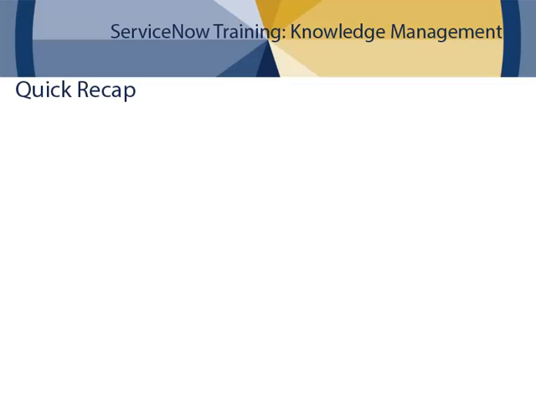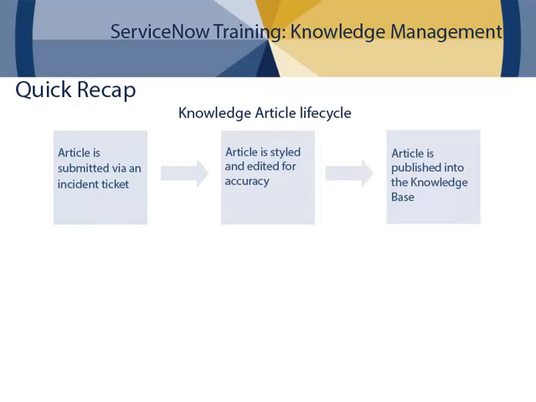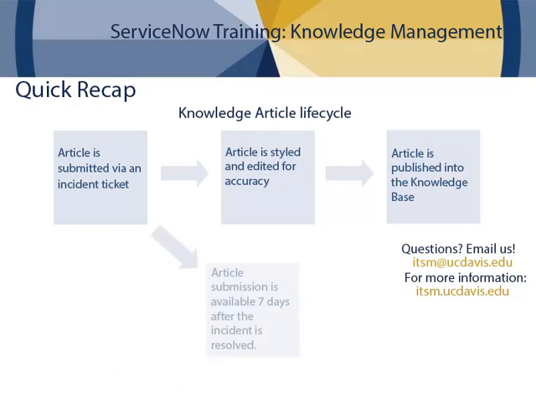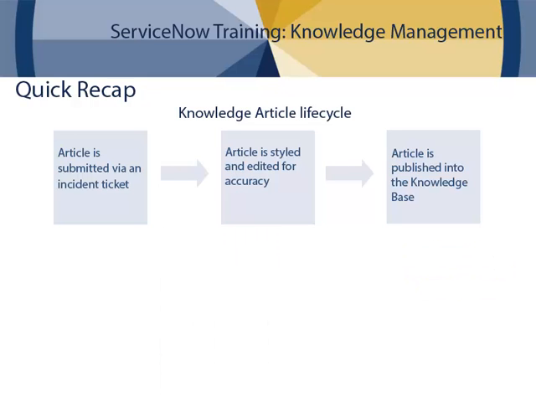Now that you understand the details, here's a recap of the knowledge article lifecycle. Don't forget to check the knowledge checkbox before you resolve your incident to submit it for a knowledge article. 7 days after you resolve the incident, a submission record will be created. The submission record will be first placed into your group's work, which can be found in the Application Navigator. From there, assign it to yourself to take charge of creating the content.